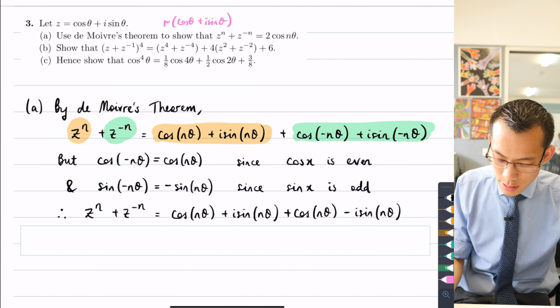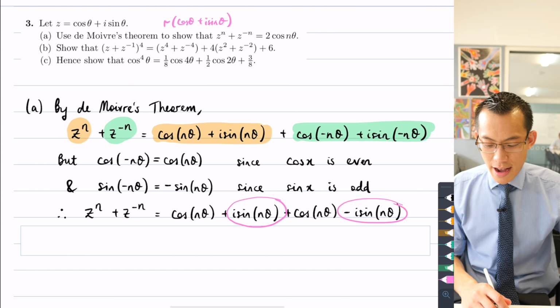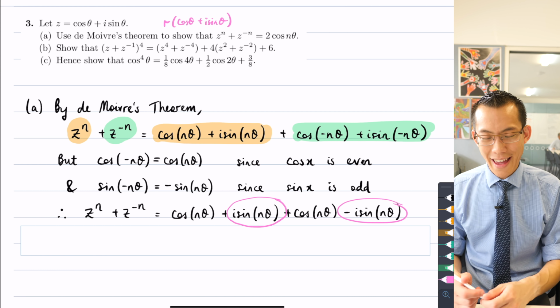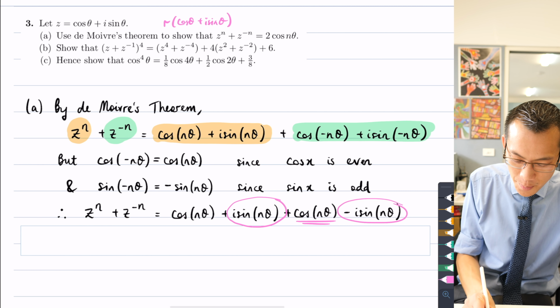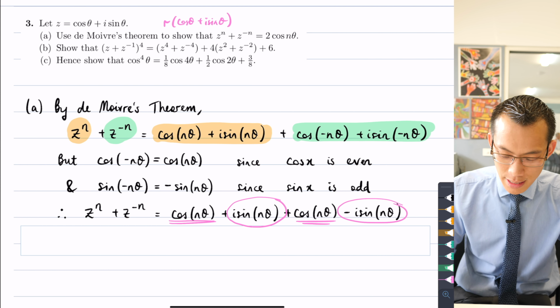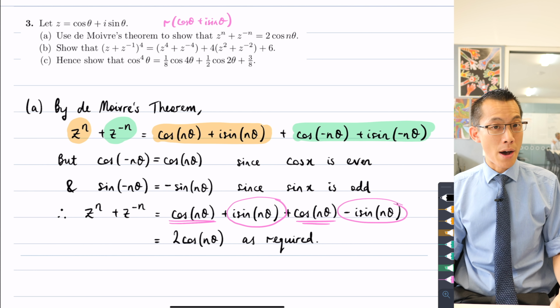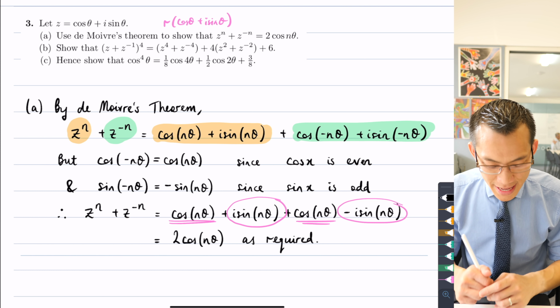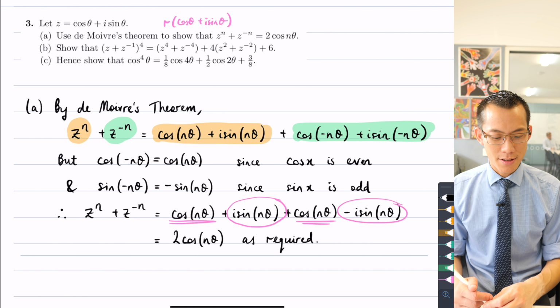When you have a look at these sine theta terms, or I should say i sine n theta terms, they are going to cancel. I guess you would call that destructive interference. And then these cosines here, they double up, so that would be constructive interference. And you can see that's how we end up with the result that is required of us in part A. So, z to the n plus z to the negative n gives us this 2 cos n theta term.